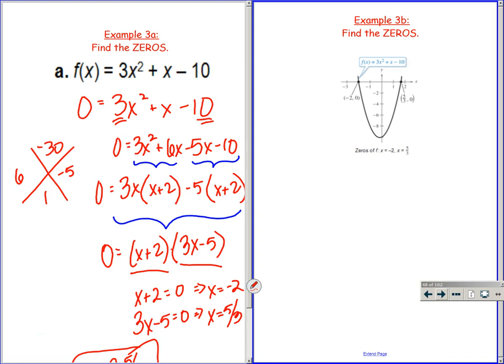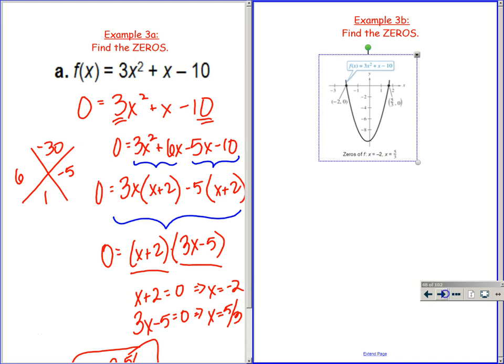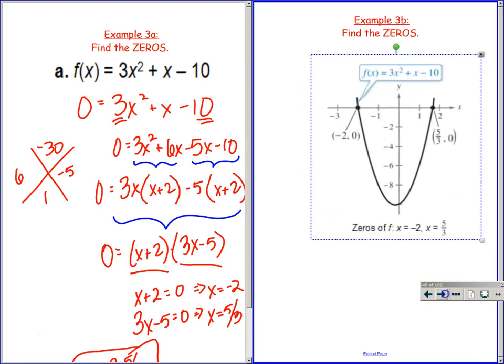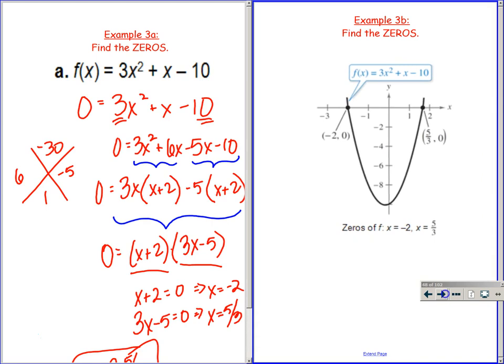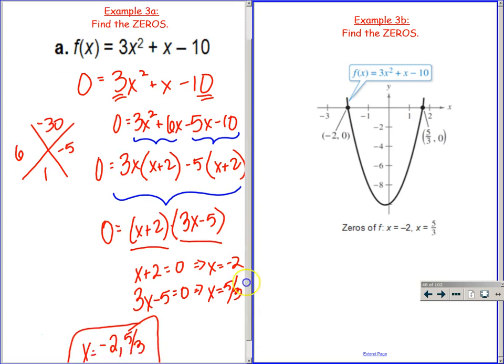Oh, and if you did have a graph, which you totally didn't, but if you did, do you guys see where we could double check and make sure we're right? 3x squared plus x minus 10. You graph it and say 1, 0 is at, which your calculator can find using the second trace button, the calc menu, and 5 thirds, 0. Were we right? Yeah. Apologies, but yes, we were.